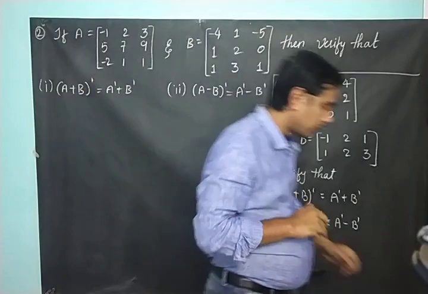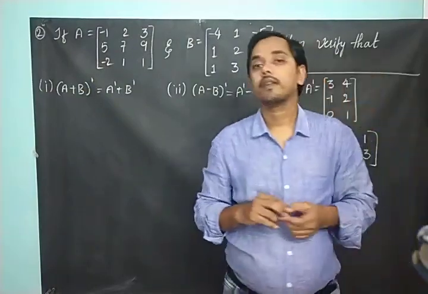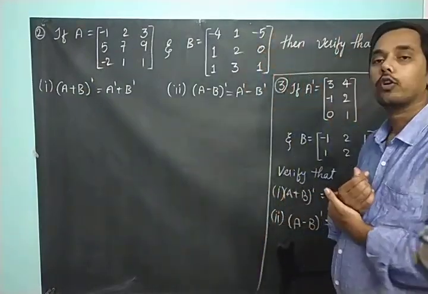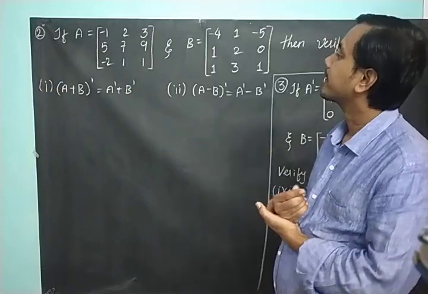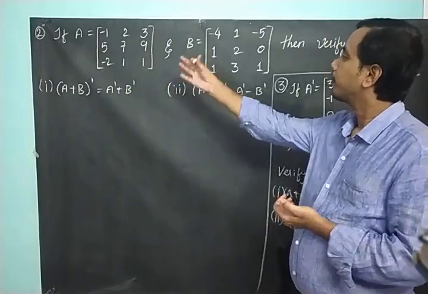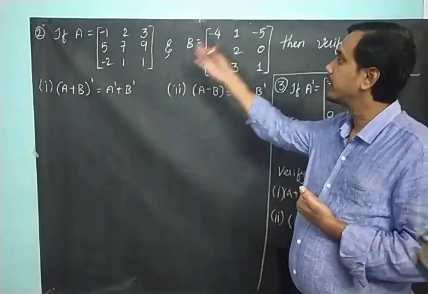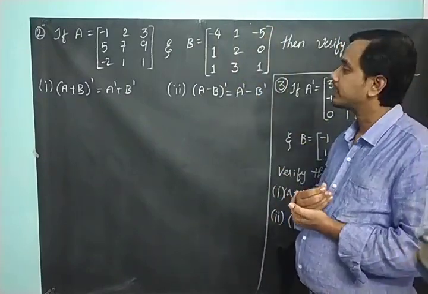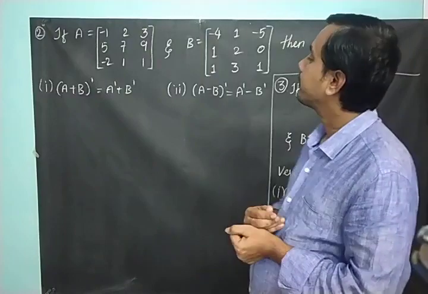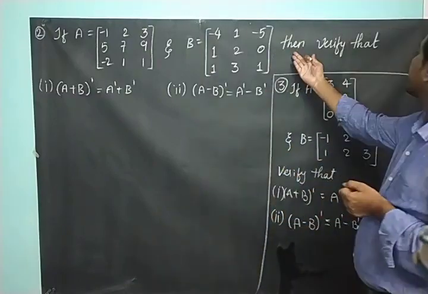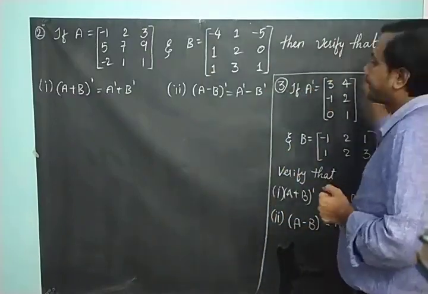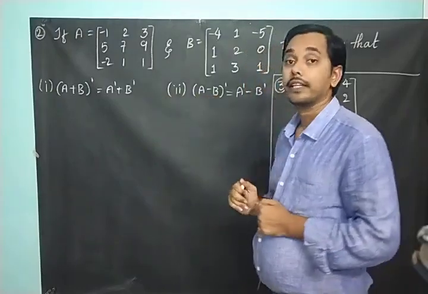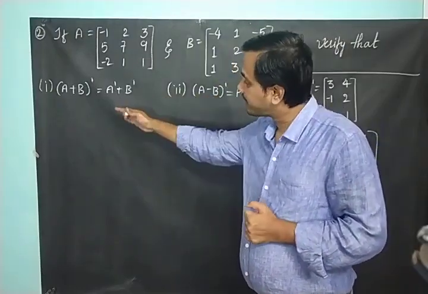Okay friends, I hope you have understood the first problem. Let us move on to the second one. What is there in the second one? They have given matrix A, which is of order 3 cross 3. They have also given matrix B of the same order, 3 cross 3. What do we need to do here? We need to verify these two identities.